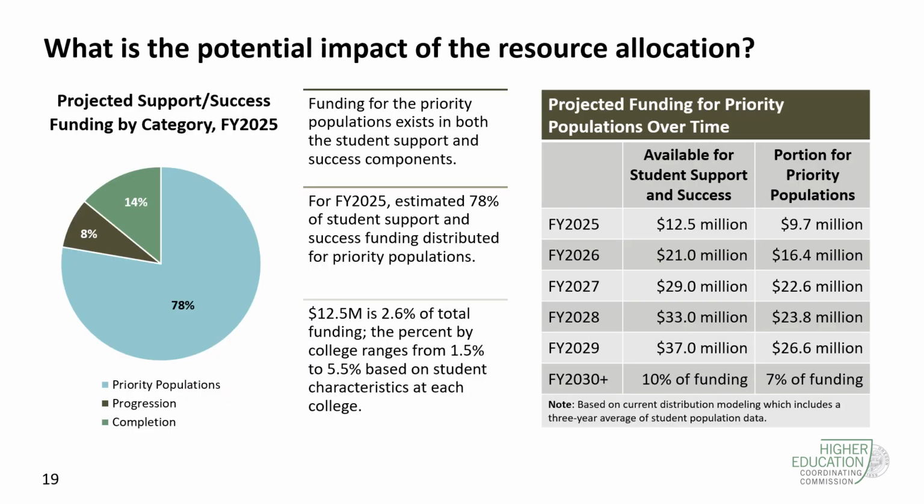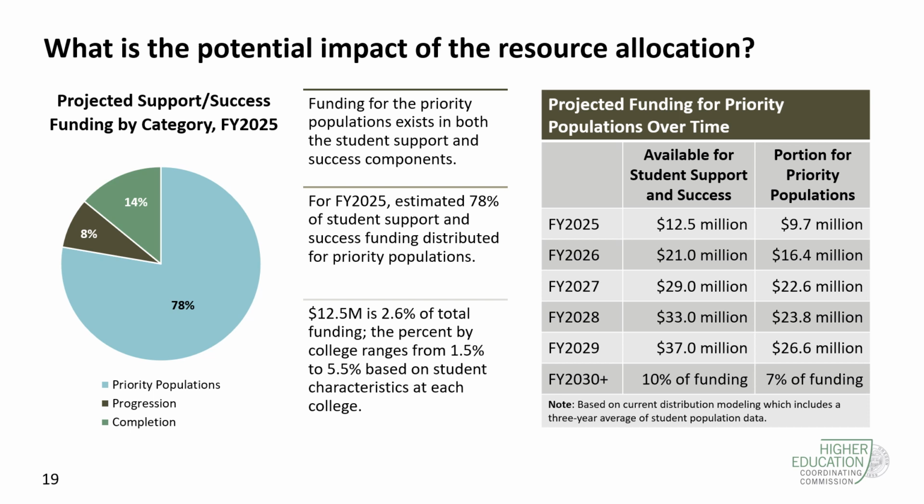One of the other key questions in the equity impact protocol is, what is the potential impact of the resource allocation? And I like this question because it's broad, as it should be. And so this gives us a chance to step back and really consider, what is the impact of our decision making here? And so you can see on the left-hand side the projected student support and student success funding by category. This would be for the first year of implementation.